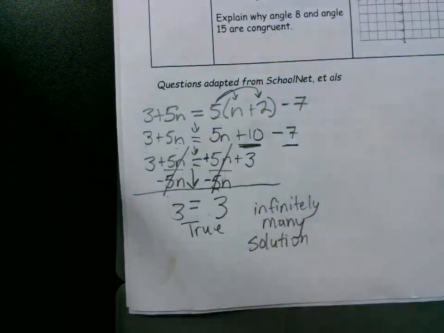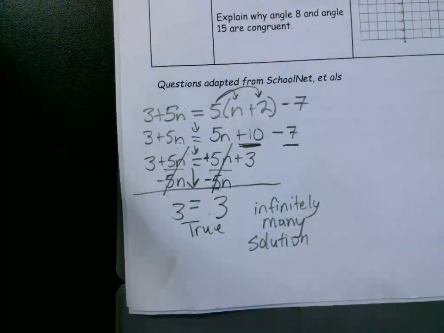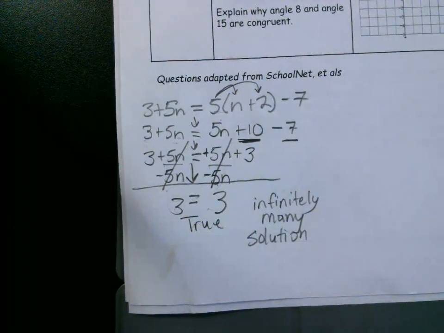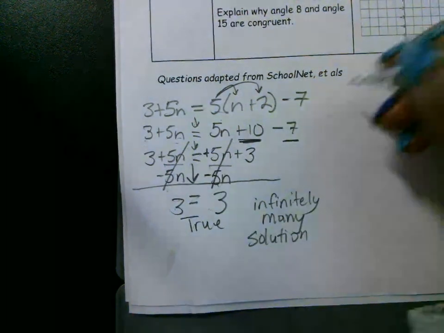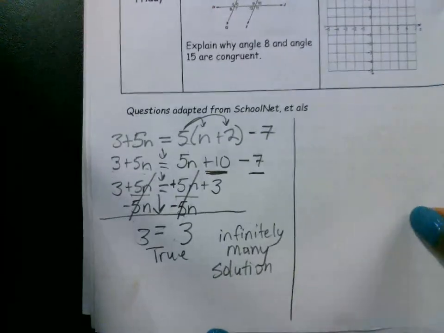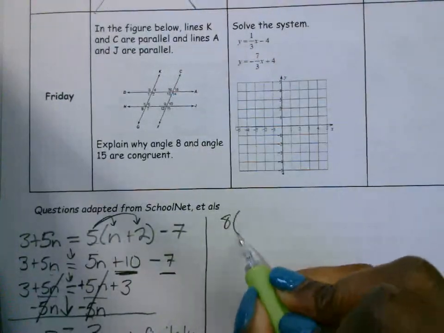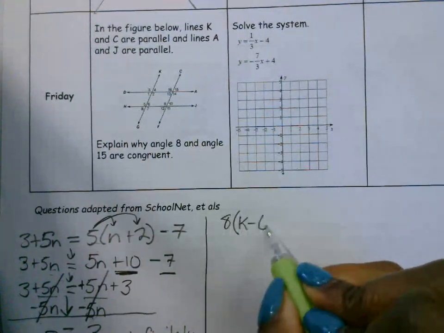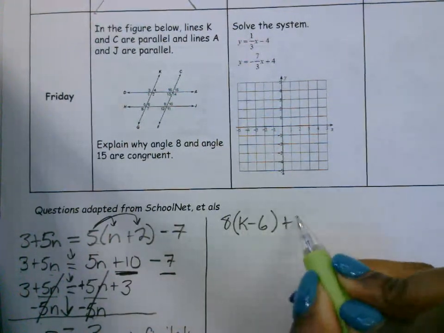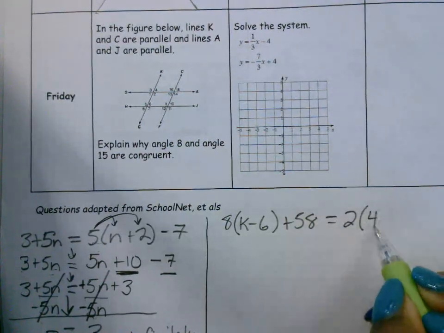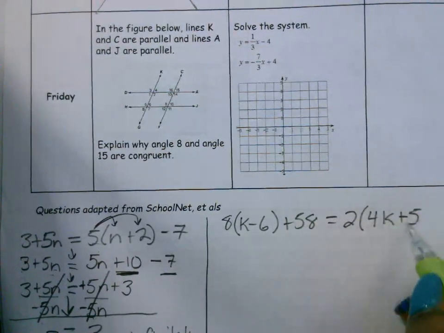Because the variables are canceled out and both sides are equal, this is infinitely many solutions. Please make sure that you write this down. See if you can do B. I'm going to write B here. 8(K - 6) + 58 = 2(4K + 5).